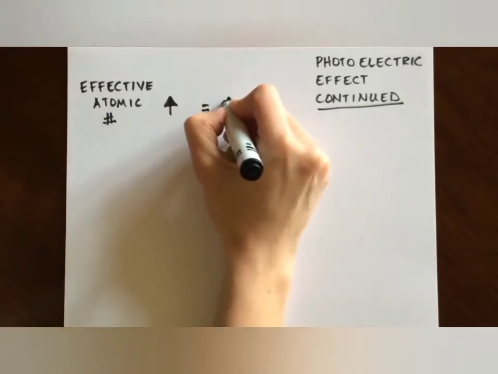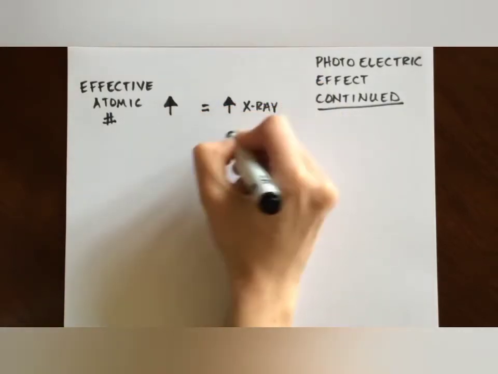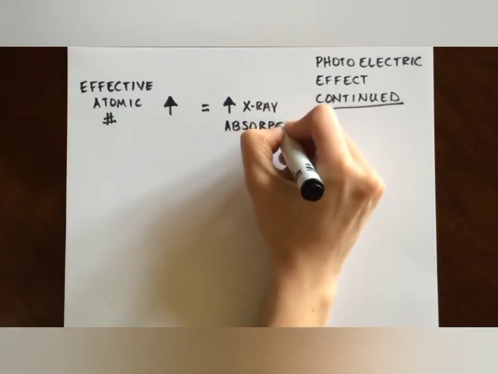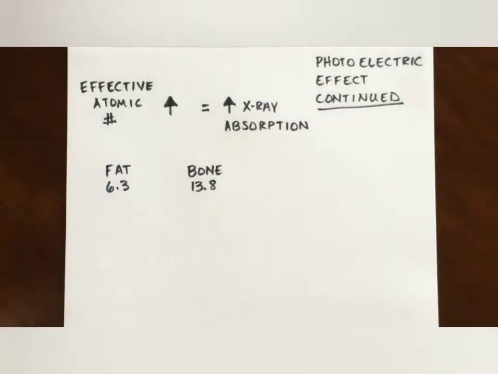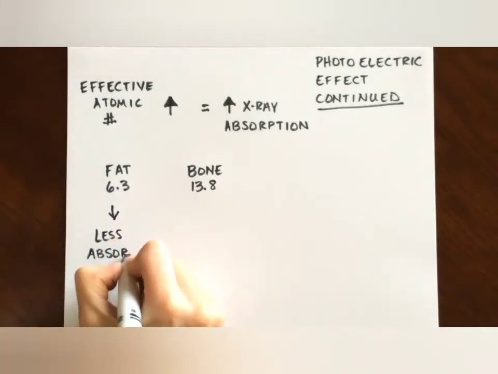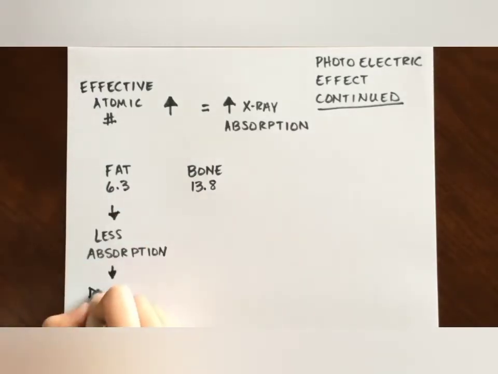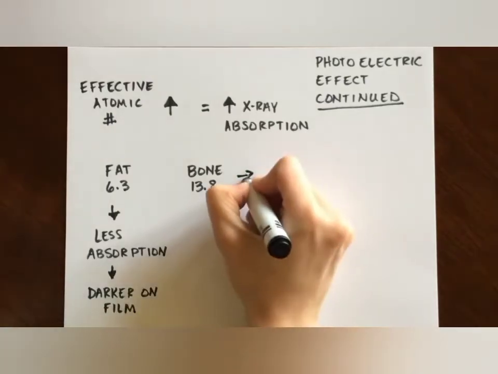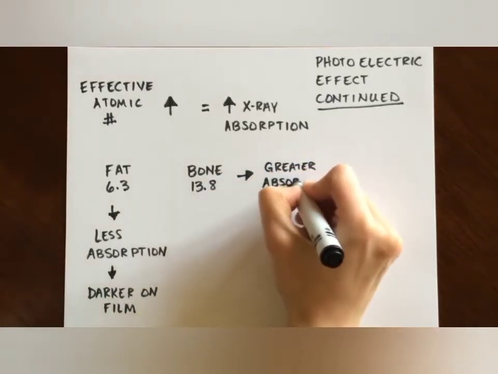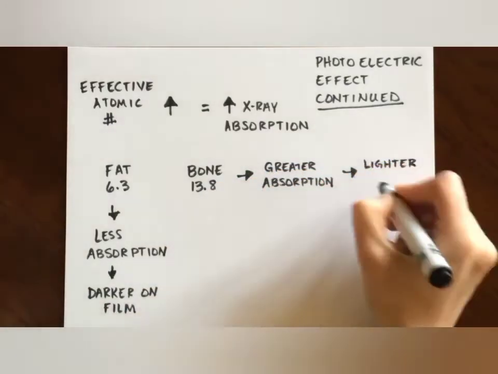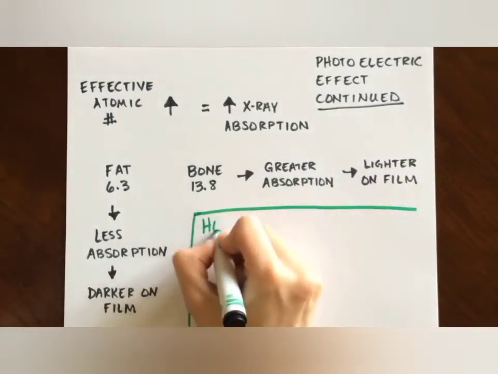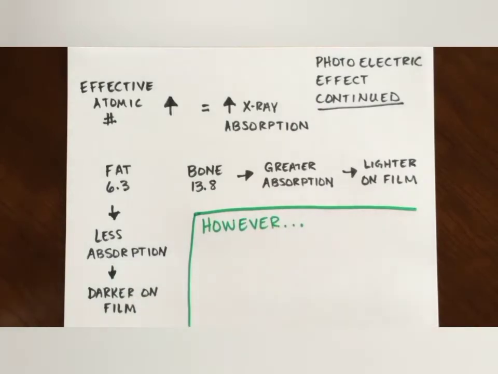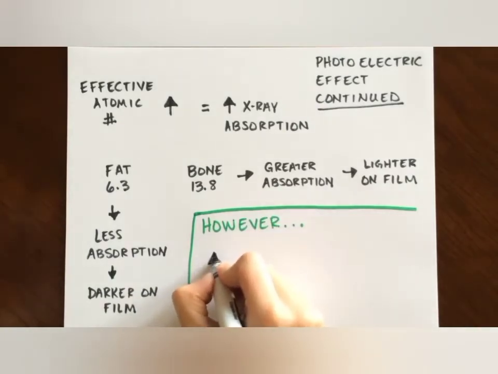With the photoelectric effect, the higher the effective atomic number, the greater the X-ray absorption. For example, the effective atomic numbers of fat and bone are 6.3 and 13.8 respectively. Greater X-ray absorption will occur with bone and lead to brighter white areas on the radiograph. However, increasing the energy of the X-rays decreases the probability of the photoelectric effect occurring.